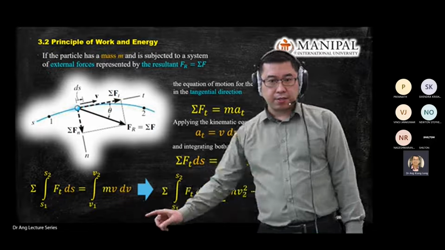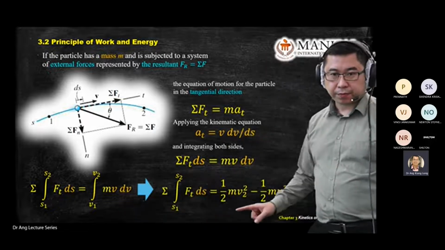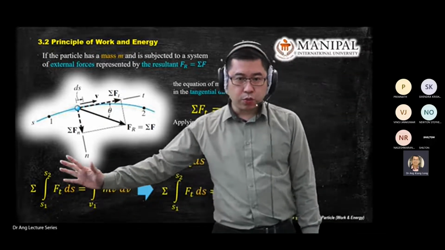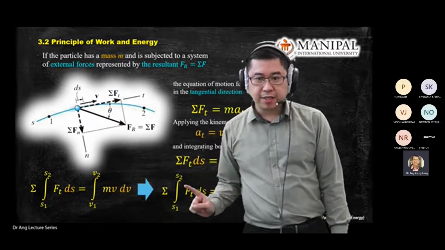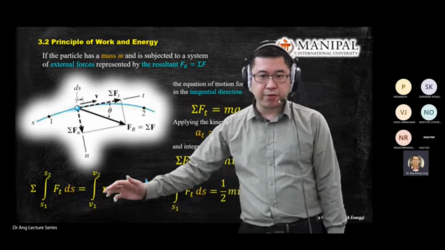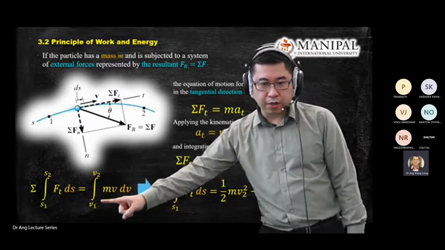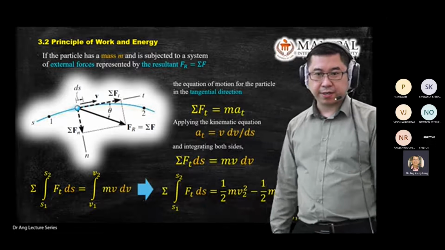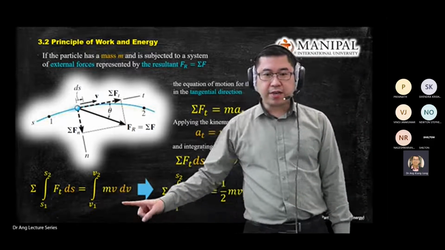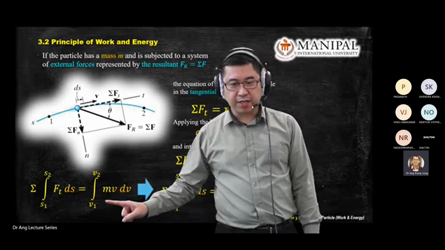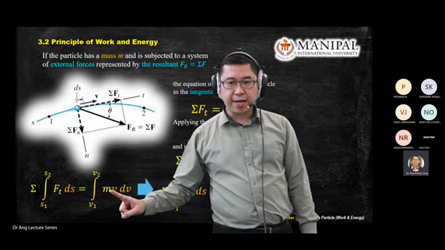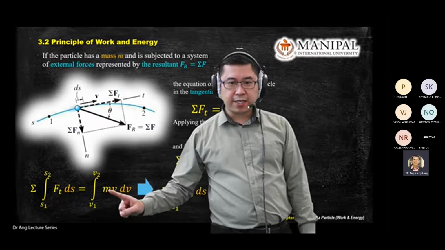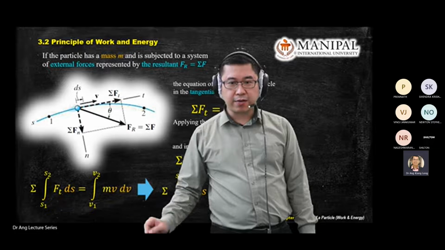Next, you continue to calculate the right hand side. The left hand side you leave first. You continue to develop the right hand side. So when you integrate, again you need to recall the integration skill here. When you integrate m v dv, m is the constant. If you're lazy, you can always pull the constant outside first and then you do the integration.